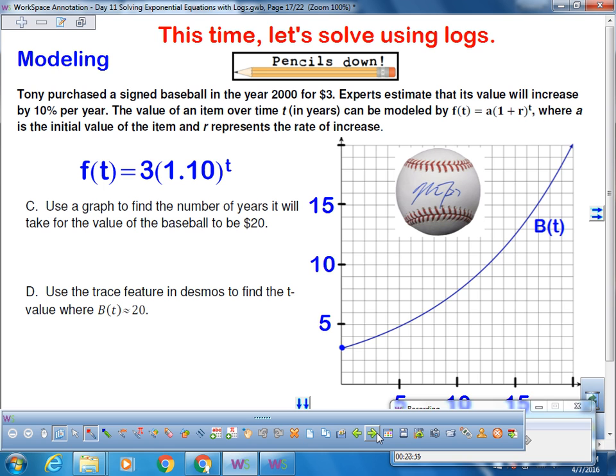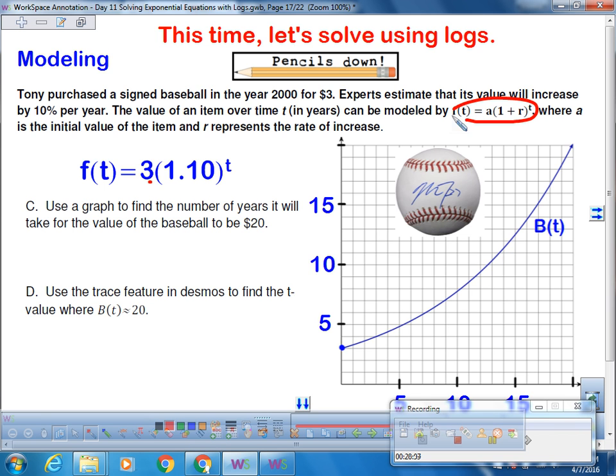So you guys got this. It says Tony purchased a signed baseball in the year 2000 for $3. So that's where the 3 comes from. Experts estimated that its value will increase by 10%. Increase: 1 plus 10% is 1.10, right? And he has 10 years. We use models like this, where A is the initial value of the item and r represents the rate of increase. Do you guys recognize the problem? Yeah.